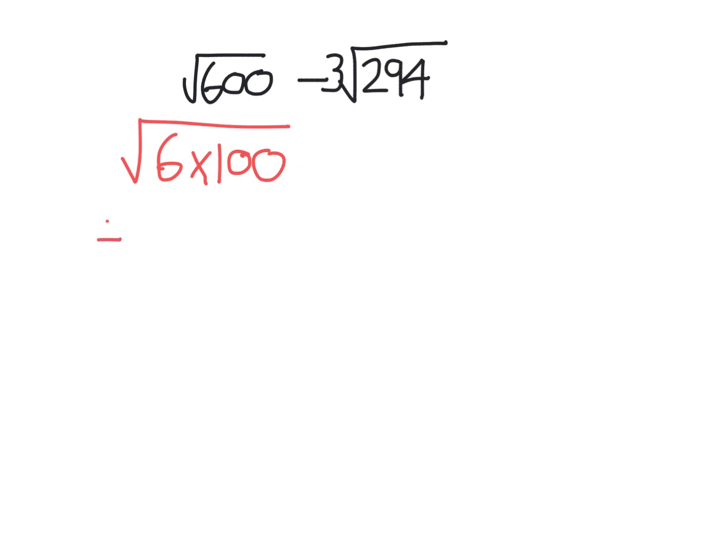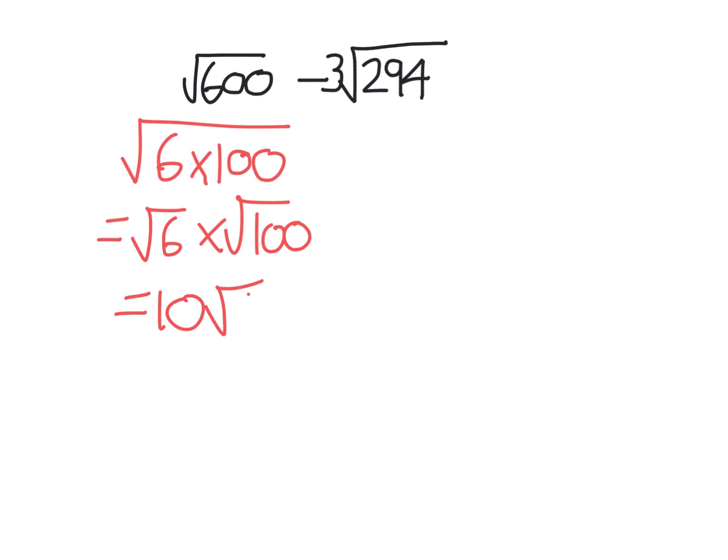This allows me to simplify because I can write it as root 6 times root 100. Now, square root of 100, you should know, is just 10. So this can be simplified as 10 root 6. This is said to be simpler than that because there's a lower number under the square root.